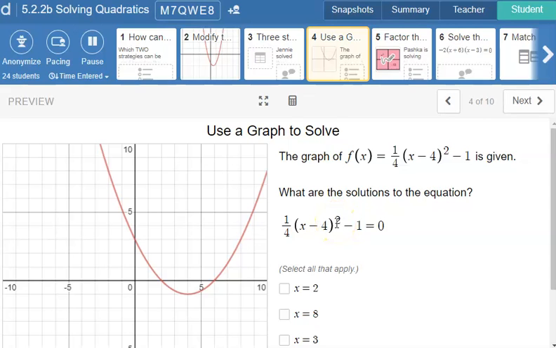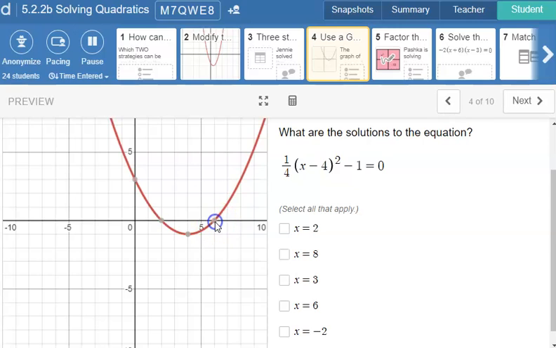Use the graph to solve. The graph is given. What are the solutions? Well, click right here on the x-axis and you'll see 6, 0. So one solution is 6. Click right here and the other solution is 2, 0. So that solution is 2.